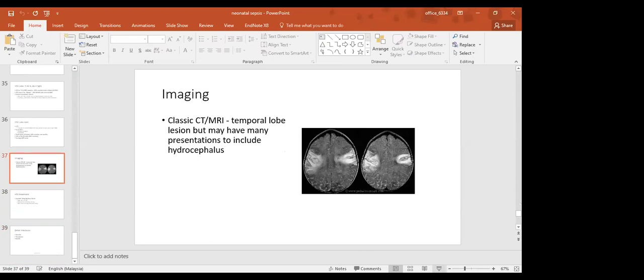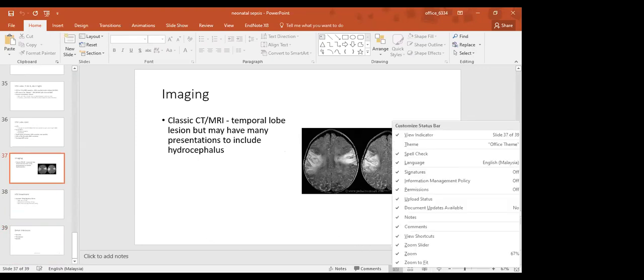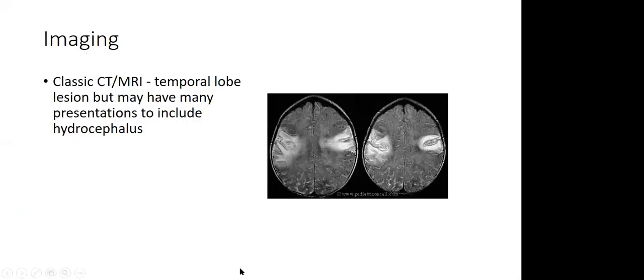When we talk about herpes and HSV infection in neonates, we're looking at this. This is the typical classical CT-MRI. You can get this maybe in your OSCE. Temporal lobe lesion. A baby comes with encephalopathy or seizure, and then we did CT-MRI. Look at this. What's your diagnosis? Then this is HSV. Or you can get it by EEG.